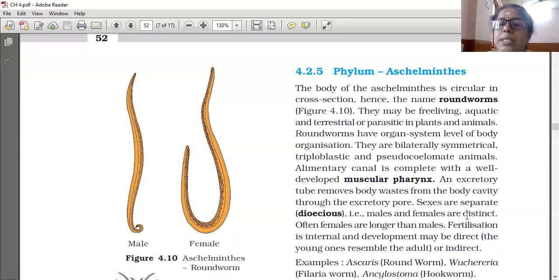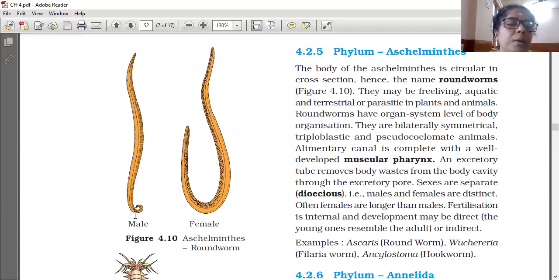Excretory pore. Sexes are separate only. Male and female are separate, so it is dioecious. Male is smaller than female in this phylum; the female is longer than the male. Males and females are distinct. Often females are longer than males.